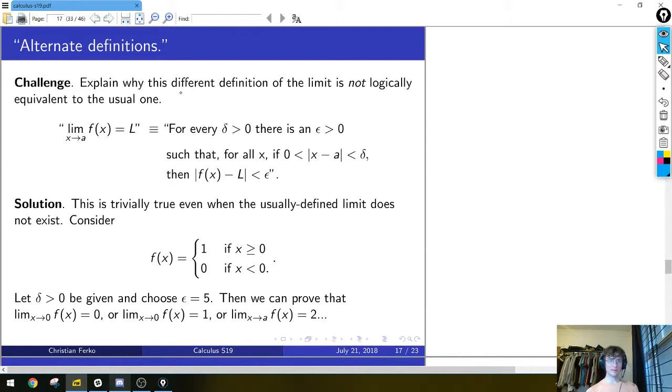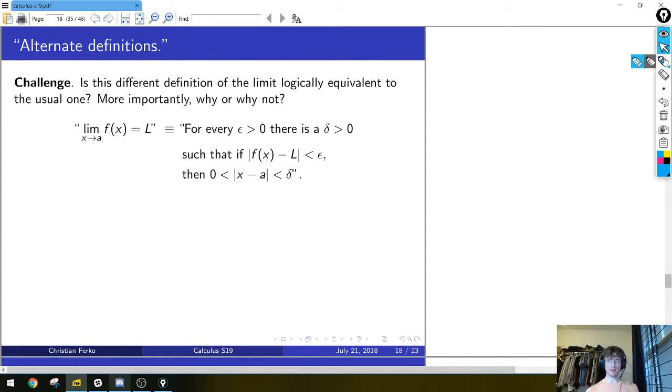Okay. Well, the explanation... Yeah, I think I used a simpler example with the f of x, which is 1 if you're non-negative, and it's 0 if you're negative, and you could do the same thing. You can choose any epsilon you want, like 5, and then prove that the limit exists. The limit is 0, the limit is 1, the limit is 2, the limit is whatever you want. So this definition could not possibly be the same as the usual definition, because we've proven there can only be one unique limit.